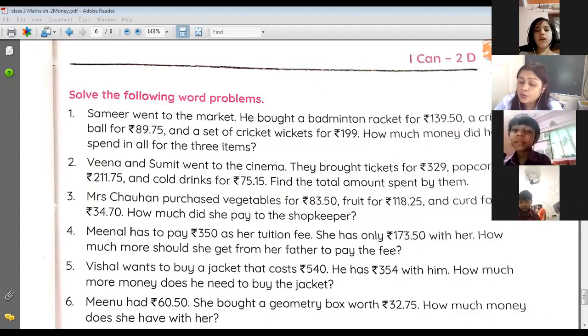Yes, ma'am. And how can you write down the statements over here? How can you write down the statement? Beta, you should at least try to write down the statement. So simple statement, what can it be?